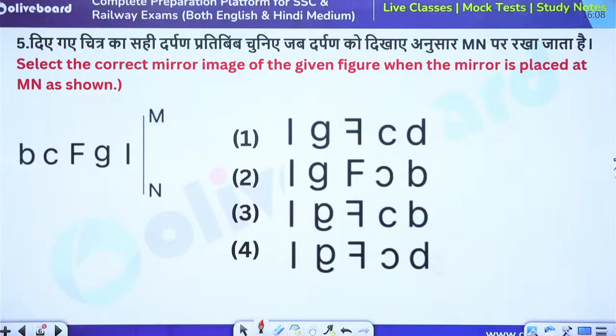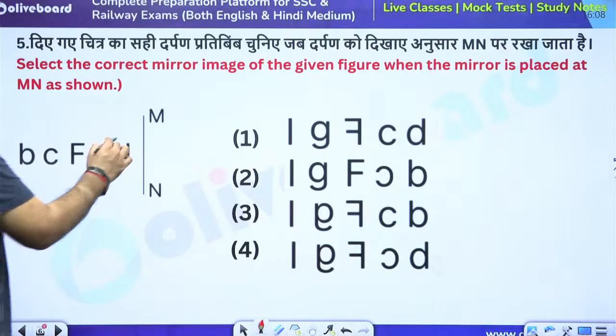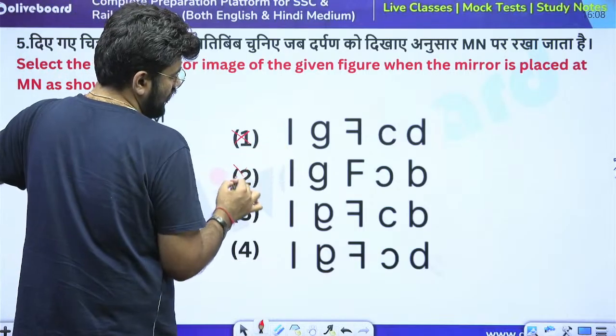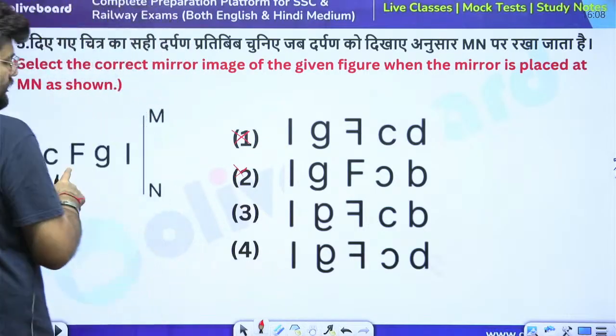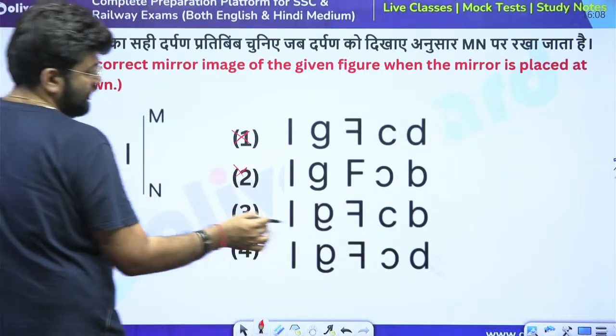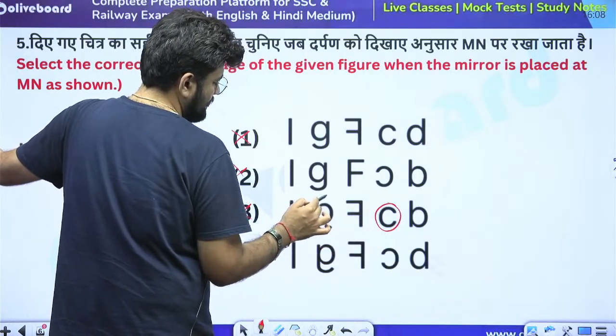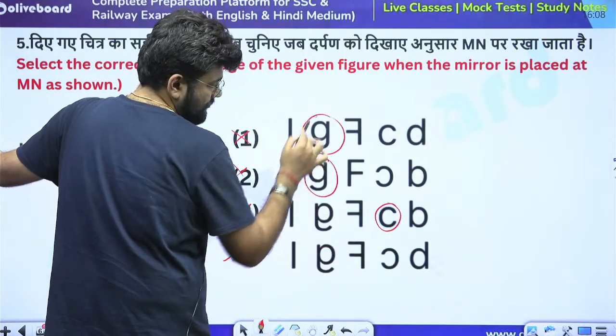Mirror images. We'll start with an I. It's all the same. G will be flipped, so this is the same, gone. G is flipped, F will be flipped, which is there, and C will also be flipped, so this will also be gone. So option 4 will be the correct answer.